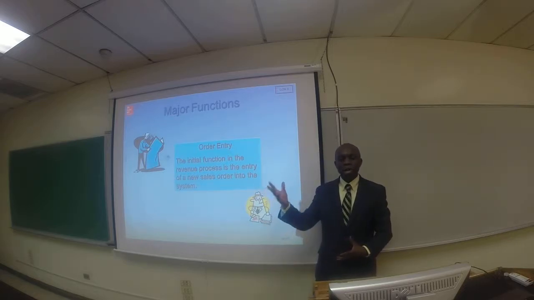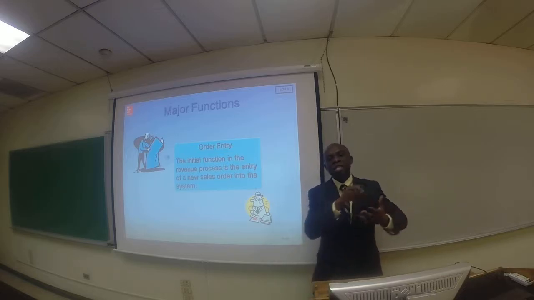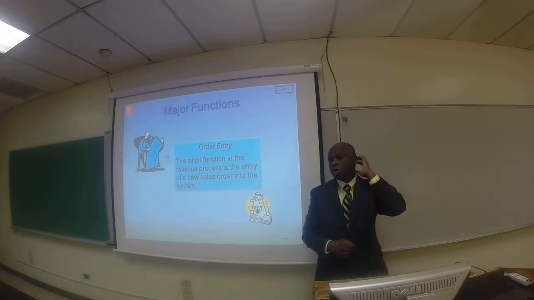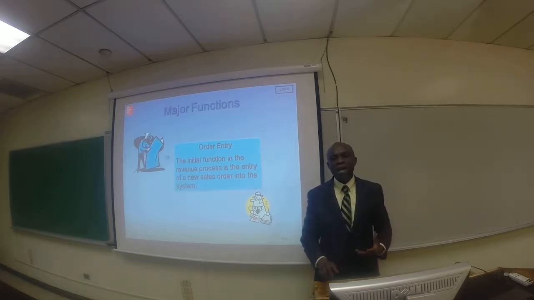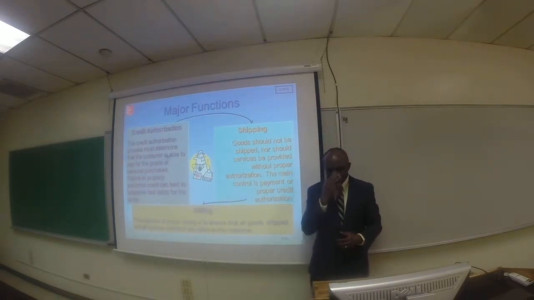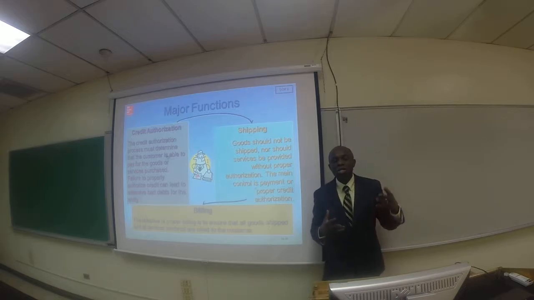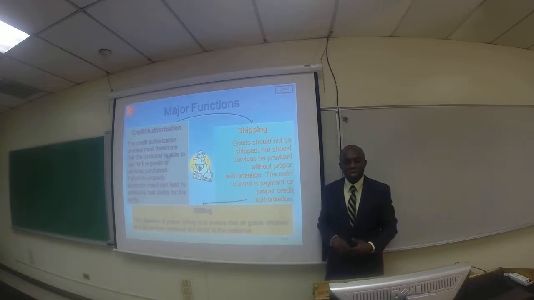The order entry, like I said, is the first function in the revenue process. And those are personnel that take orders, either by phone or by fax. And sometimes some customers will send their order via the internet. So let's take a look at credit authorization. Again, the credit authorization department has to authorize the transaction before a shipment is made to the customers.